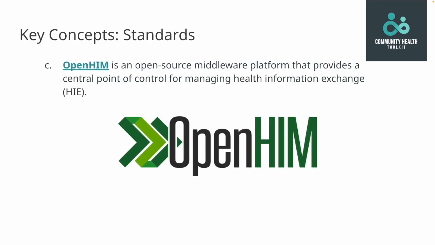So OpenHIM is an open source middleware. This is the technology layer that routes everything. So it provides a central point of control for managing the health information that is being exchanged. This would mean that if you send data from any system, or the CHT receives any data from another system, it goes through OpenHIM and it is routed correctly. So we'll have more information on this as well. Just take a deep dive into how this looks like and the components there that are within OpenHIM.